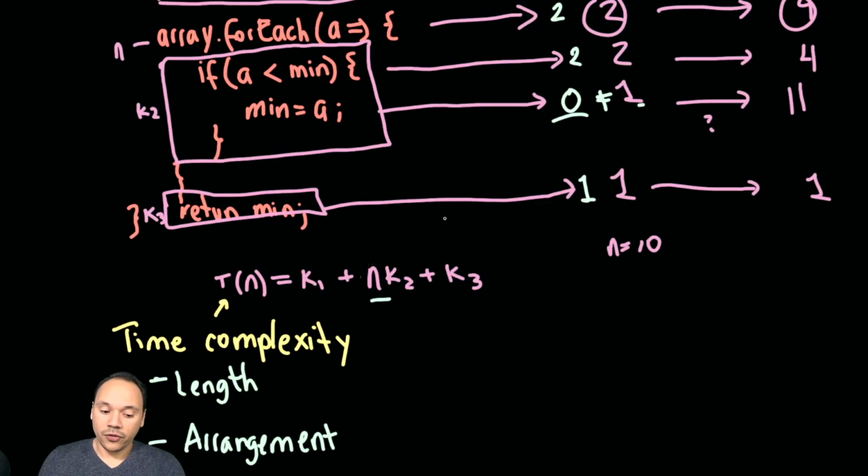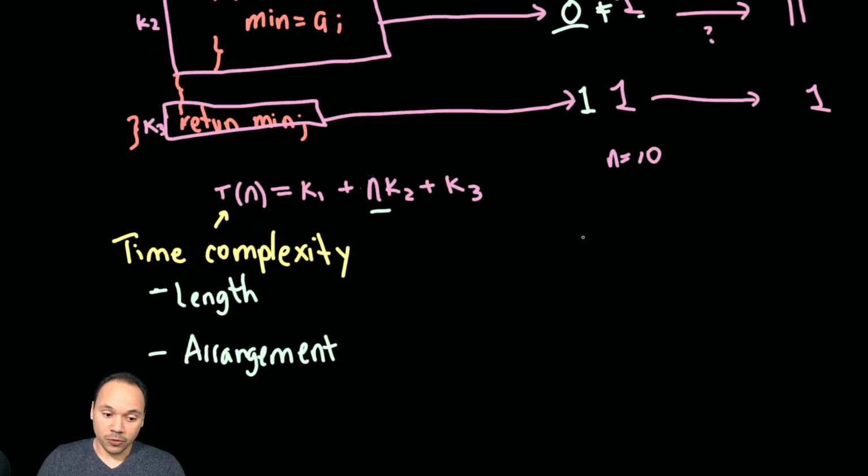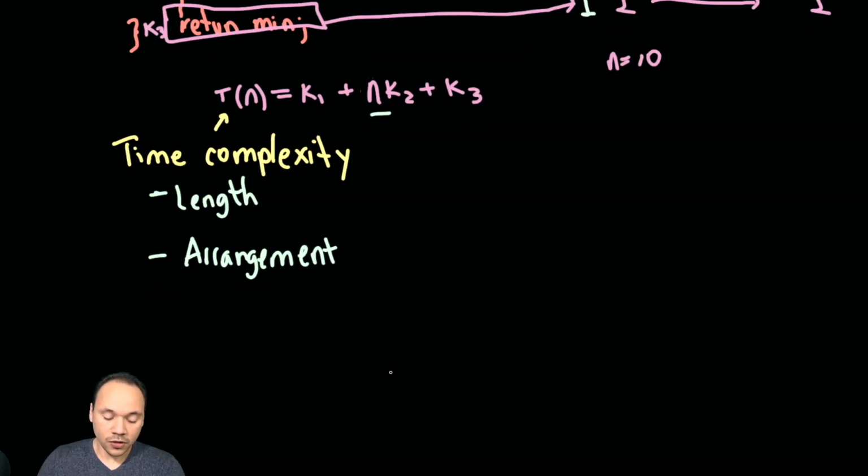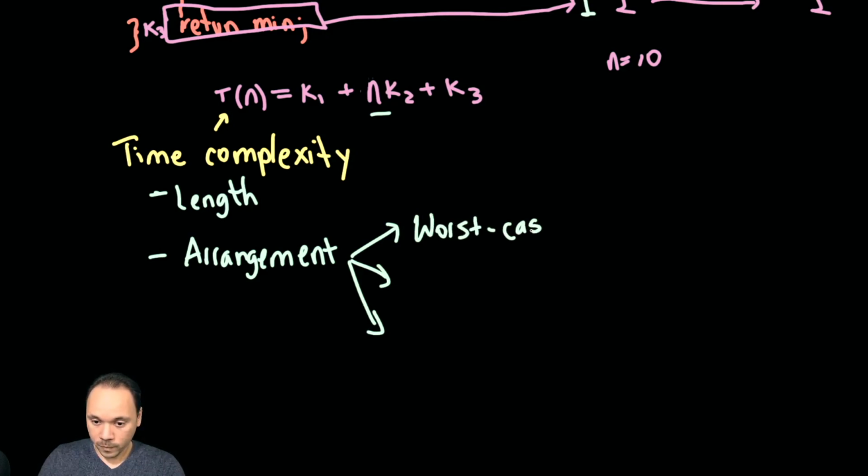So what do we learn from here? The arrangement of the input matters, and the length of the input matters. So depending on how the input is arranged, we have 3 different cases. So we have the worst case scenario, we have the best case, and we have the average case.